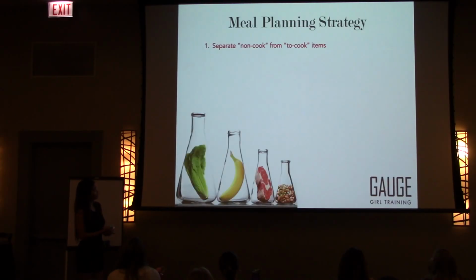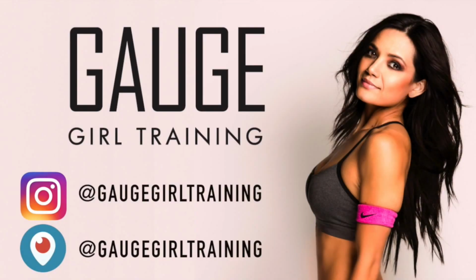Here's my first tip. Anytime you look at your meal plan, look at it through this filter. You want to look at the non-cooked versus the cooked items.